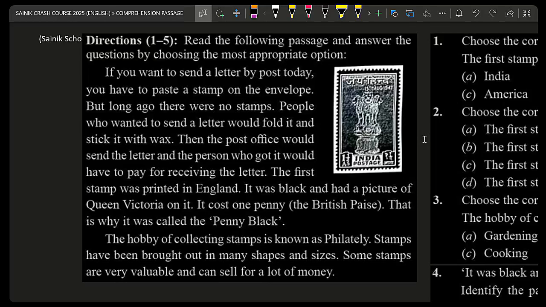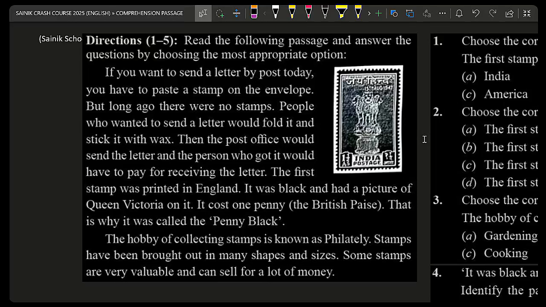It was black and had a picture of Queen Victoria on it. So the stamps printed in England were black and had a picture of Queen Victoria on it. Okay, continue. The cost was 1 penny, the British price. That is why it was called the Penny Black. The hobby of collecting stamps is known as philately.